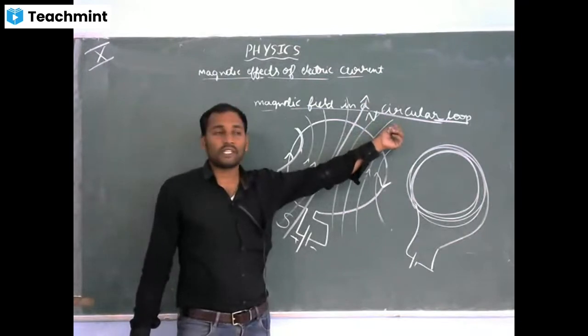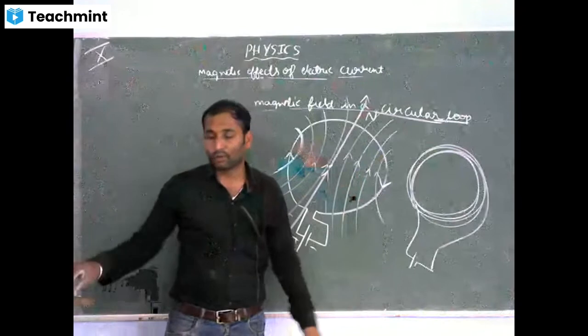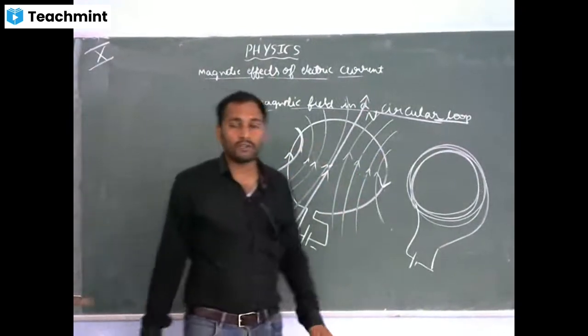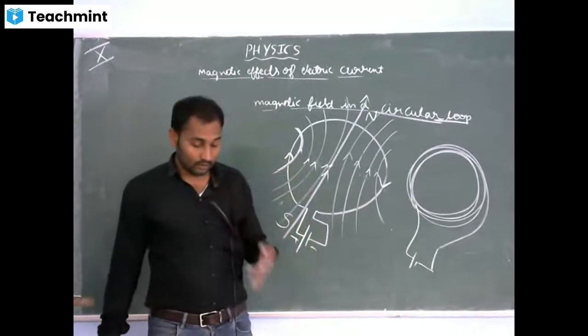The side which emerges, we call it north. The side which merges, we call it south. Is it clear? So now what we will do is take a helical coil. It is named a solenoid. Magnetic field in a solenoid.